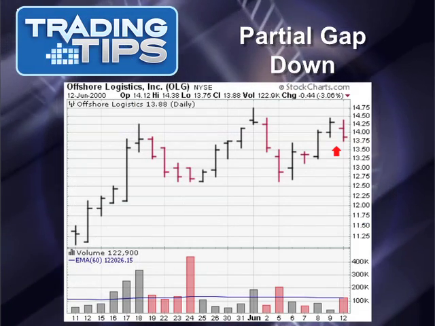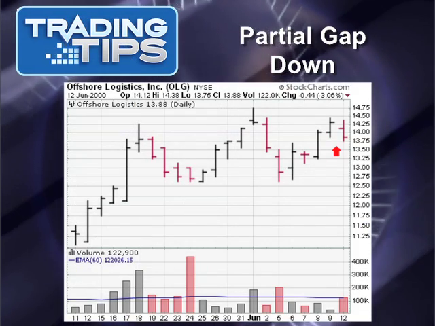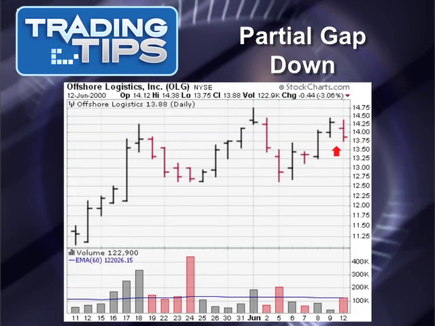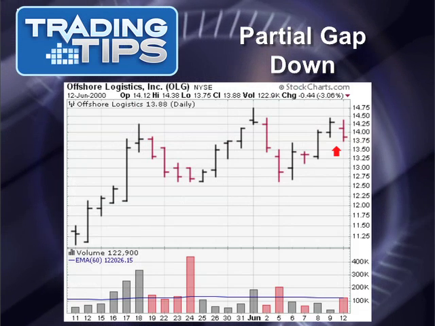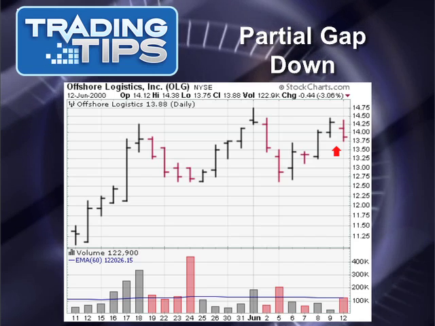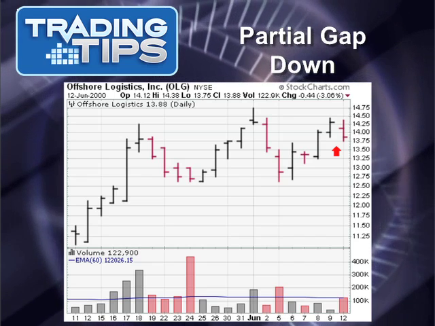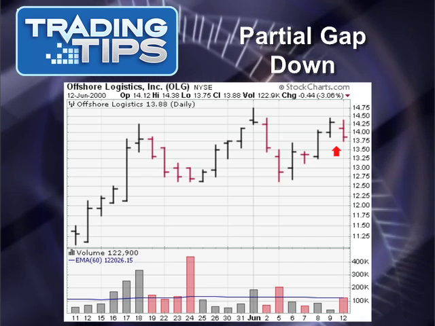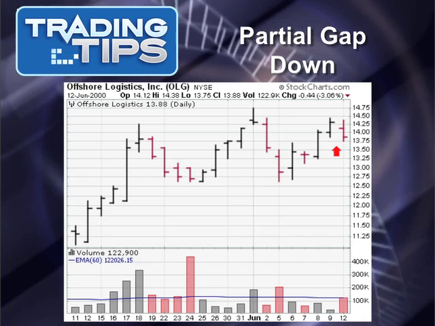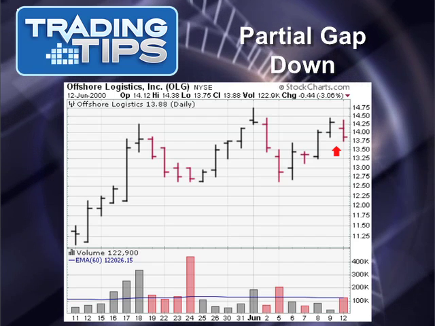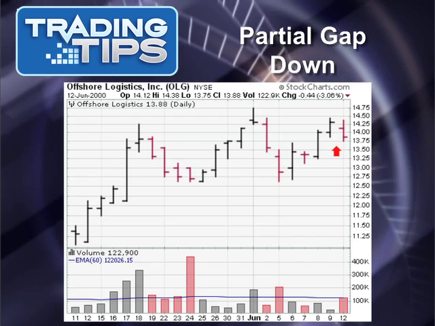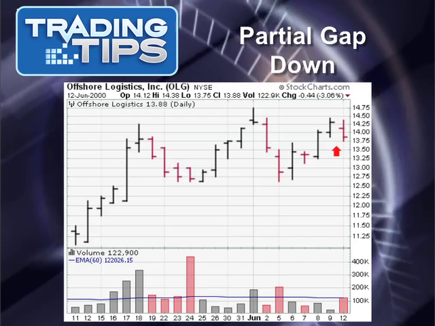Now we're going to do the most opposite type of gap here as another example. This is an example of a partial gap down. In this example, the stock opens lower than the previous day's close, but not lower than the previous day's low. The opening price here is the left horizontal line, which is clearly above the lowest point on the previous black bar. This is a partial gap down.